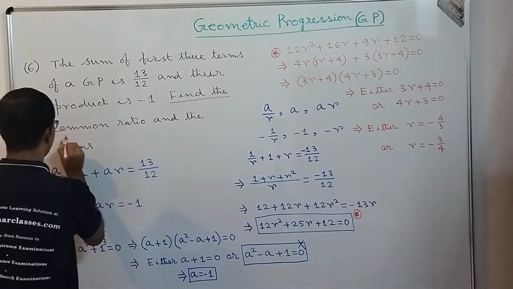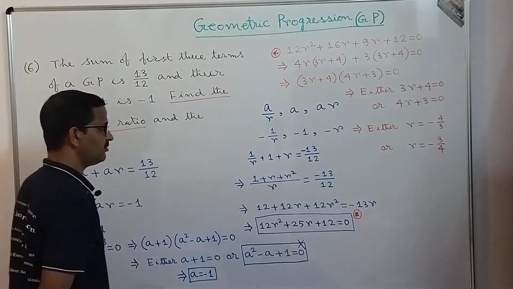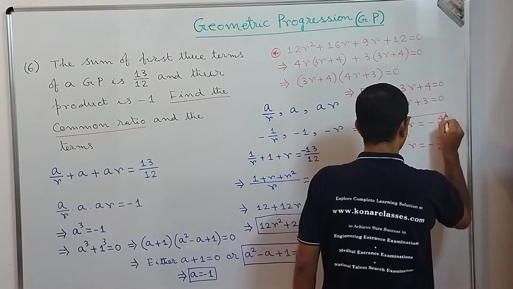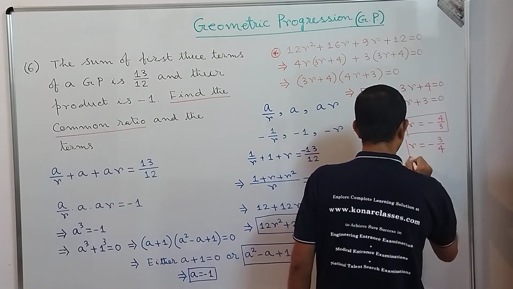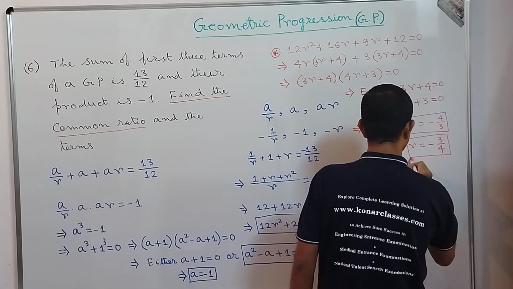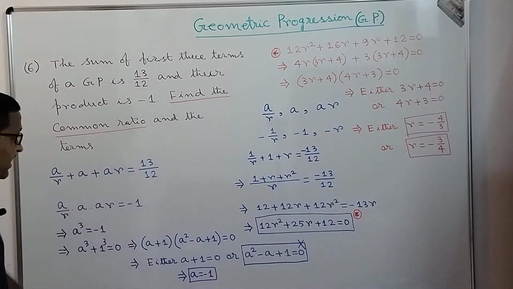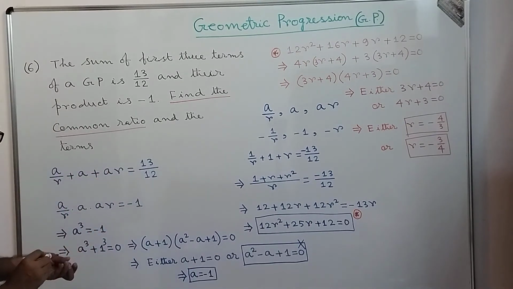So dear students, the first part of the question was to find the common ratio. So what is the common ratio we get? We get the common ratio as either r equal to minus 4 by 3 or r equal to minus 3 by 4. Okay, that is the first part of the question. And the second part of the question is to find the terms.